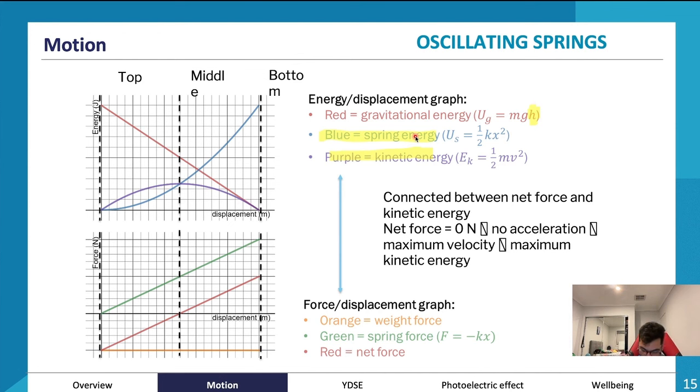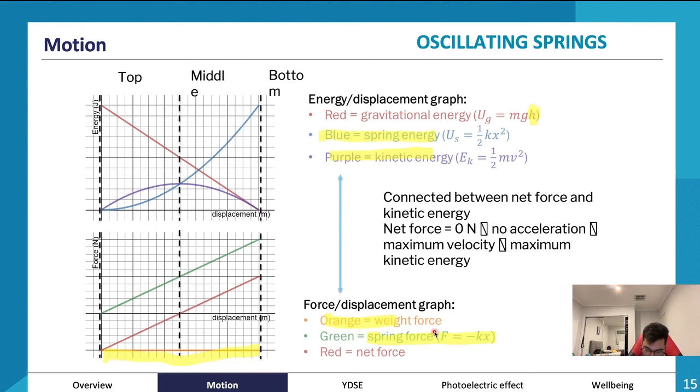When it comes to the force graphs, this is what the force graph looks like. So we know the force of gravity, or the weight force, is always going to be constant because Fg is mg, where m is constant and g is constant, so the force of the weight is going to be constant. The spring force is a linear relationship, kx, and we know this increases as displacement increases.